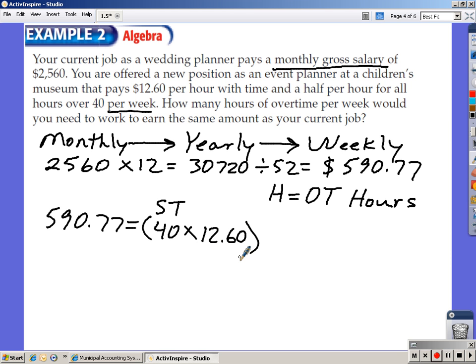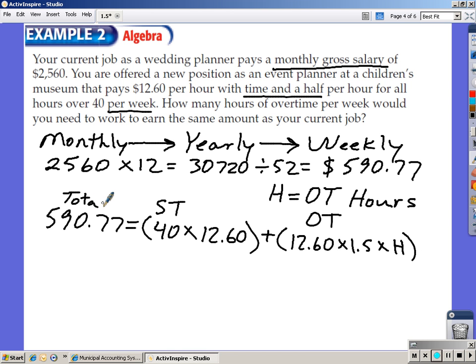Plus, now I need to find my overtime. I know my rate of pay, it's $12.60. I know that I get time and a half. So multiply that times 1.5, and then also times H, the number of hours I have to work. This is going to be total pay. Total pay equals straight time plus overtime. It's set up. Work it out now.